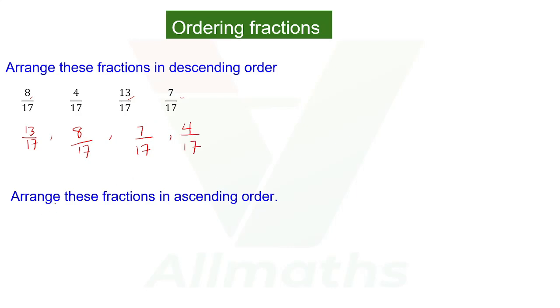If you are to arrange the same fractions in ascending order, ascending order means you're ranging from the smallest, you're climbing up, you're ascending. So you're starting from the smallest and going higher. So it should start from what? 4/17, just a reversal of what you already have here. So 4/17, 7/17, 8/17, and 13/17. Okay, let's check the other rules we have.